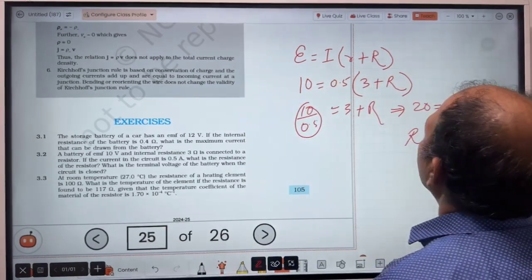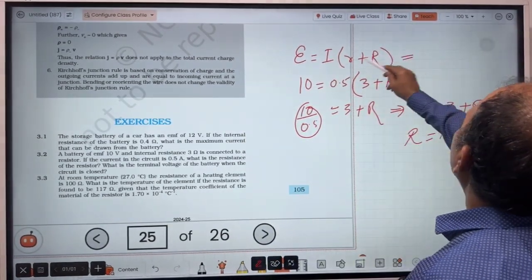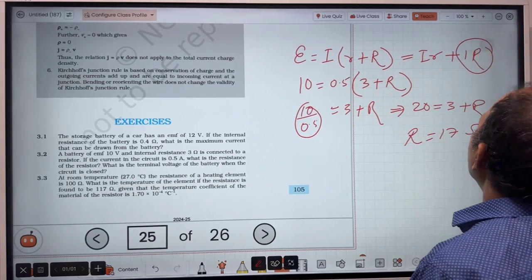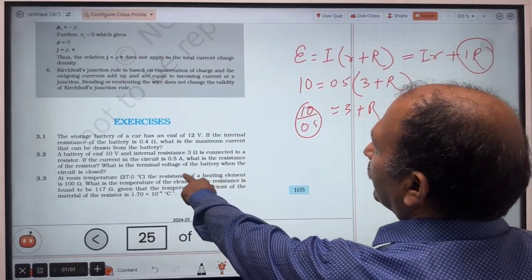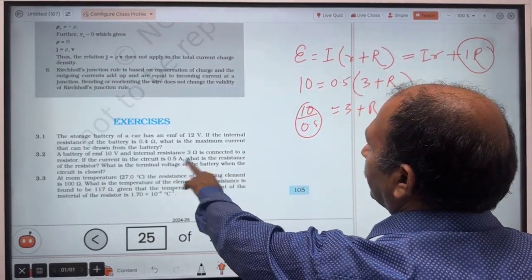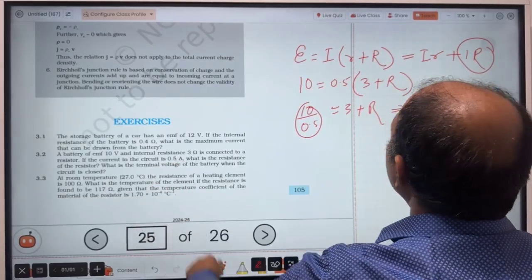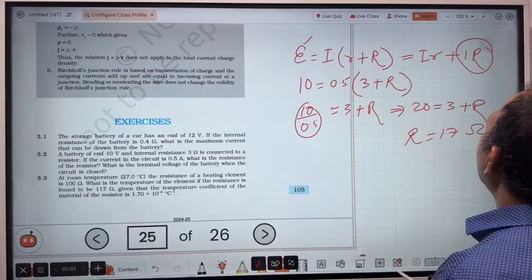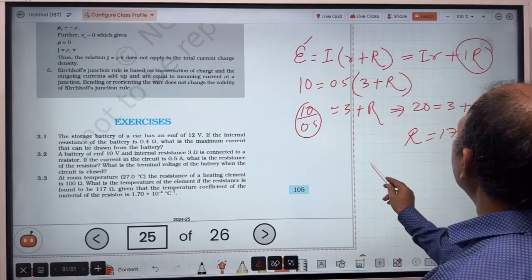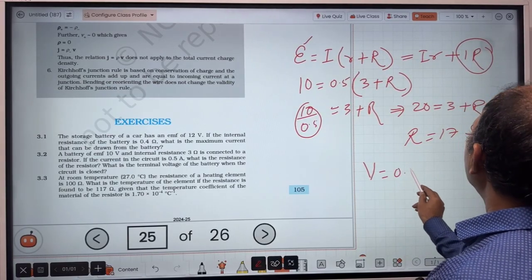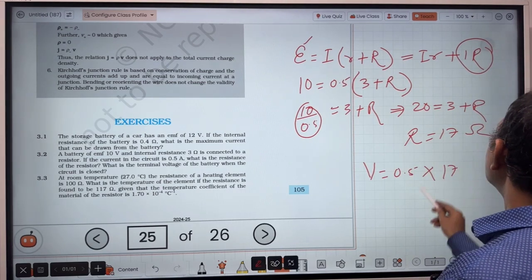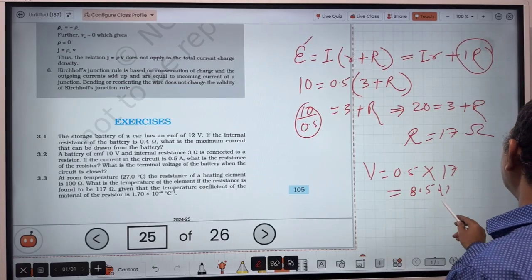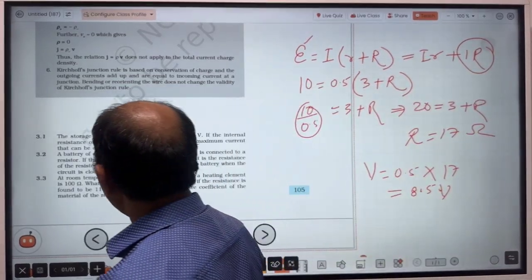Then they are asking what is the terminal voltage. If you remember, when we expand it, we get Ir plus IR, and this portion IR is called terminal voltage. What is the terminal voltage of the battery when the circuit is closed? If the circuit is not closed, then terminal voltage will be equal to the EMF of the cell. But here the circuit is closed, so I times R. So we have I as 0.5. So terminal voltage will be equal to 0.5 times its resistance 17. So this will become how much? That will become 8.5 volt. I think you have understood.